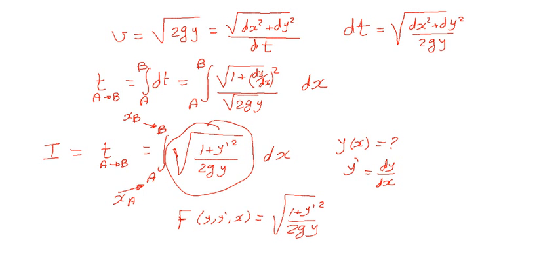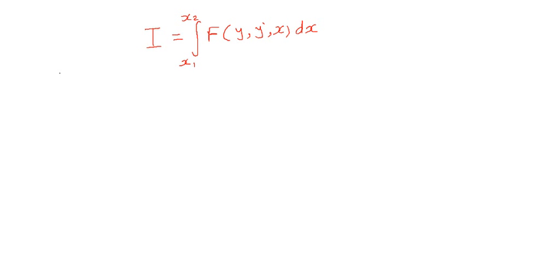So this is our problem now. We have this integral, and we know very well the limits of this integral. In other words, we know x1, we know x2, and we know the shape or the form of F capital. However, y of x is unknown. But we have a condition to find y of x, which is that I should be an extremum.